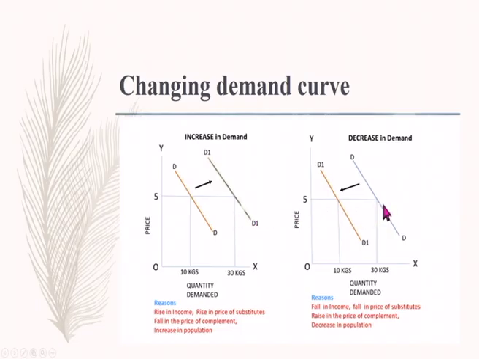Whenever the demand has decreased from 30 to 10, the original demand curve DD has moved to the D1 curve. So that is where, whenever there is a change in demand, the curve can move. Now let's understand the extension and contraction of demand curves.